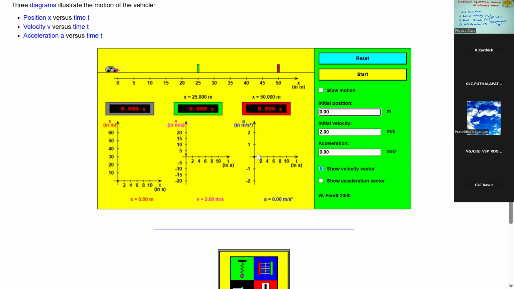Now just look at the first graph, the position time graph. I will put in one value, 2. Just look at that. What did you notice?